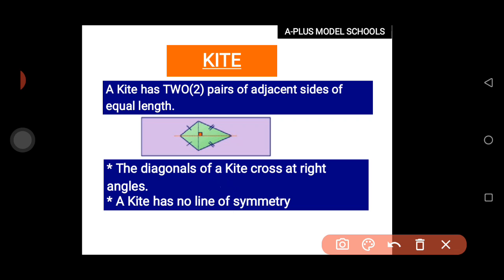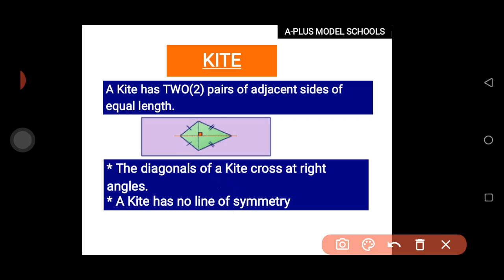So a kite has 2 pairs of adjacent sides of equal length. So the 2 sides are equal. And when you look at it, one of the sides is longer than the other side. The diagonals of a kite cross at a right angle. One thing about this quadrilateral, when you notice this very well, you notice that all the shapes that have a diagonal always bisect at an angle of 90 degrees.